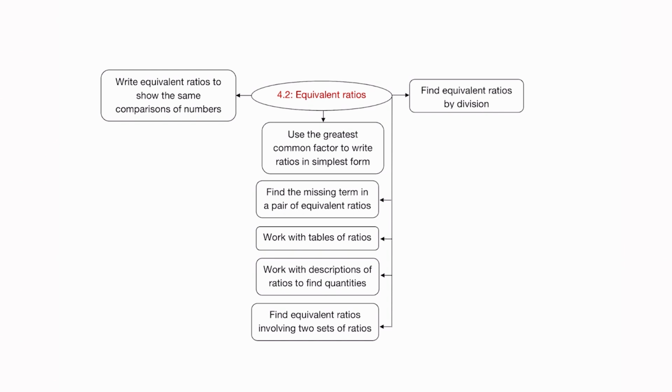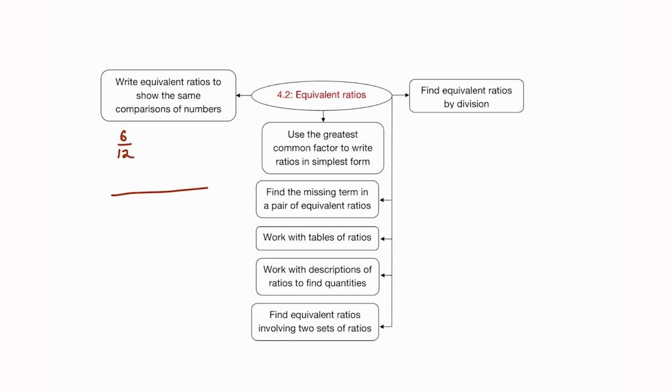It says write equivalent ratios to show the same comparisons of numbers. So you have ratios and you have to find equivalent ratios of that to show the comparison. Let's say we have 6 over 12.